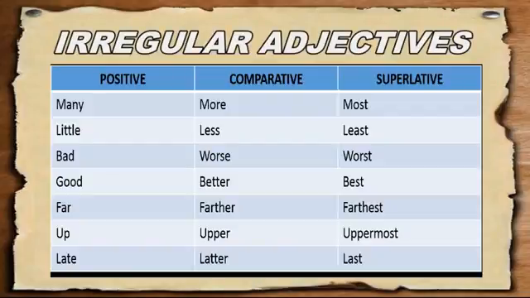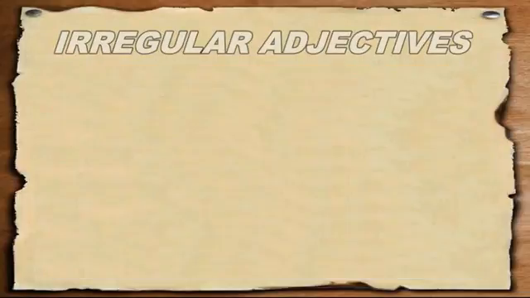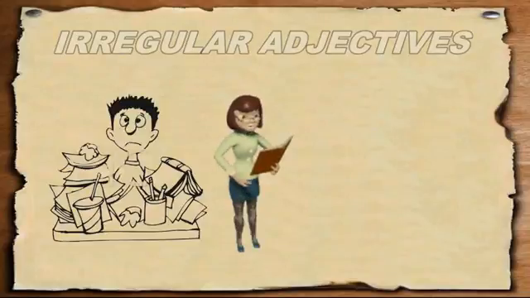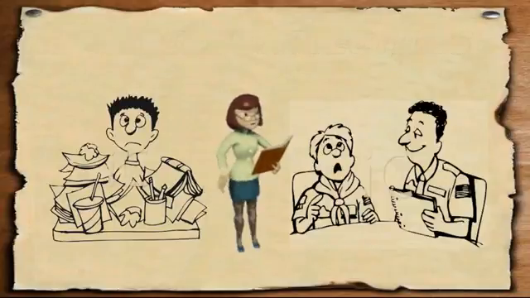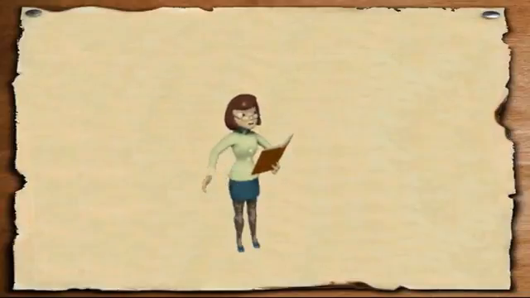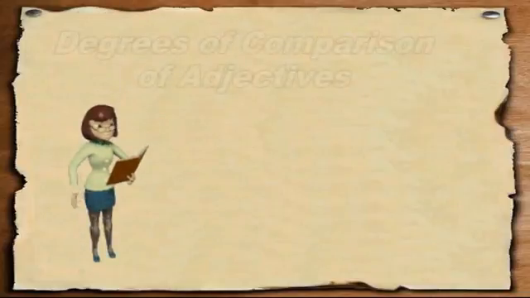Examples are many, more, most; little, less, least; bad, worse, worst; good, better, best; far, farther, farthest; up, upper, uppermost; late, latter, last. The only thing one can do is learn what these irregulars are and memorize their comparative and superlative forms. That way, they won't give you any trouble.